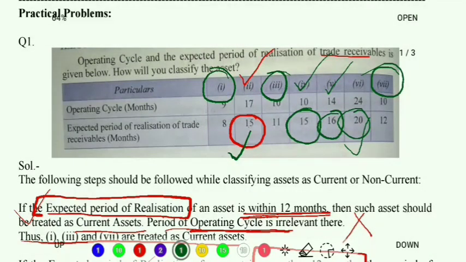So this is how you need to approach the sum. I hope today's topic would be clear to you. I shall meet you in the next video.